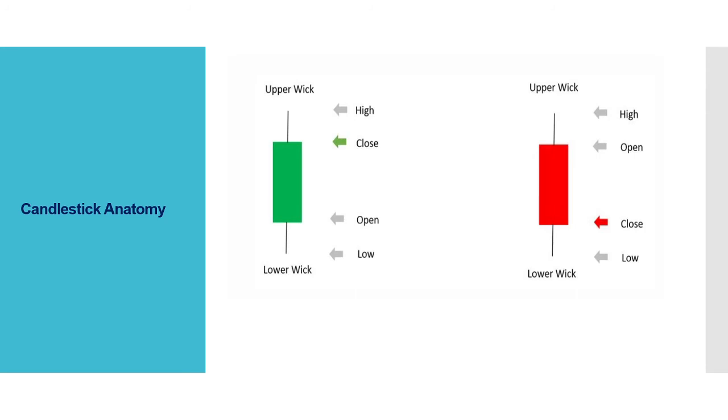Candlestick anatomy. As you look on the chart, there is the upper wick, the lower wick, and the high, open, low and close as shown on the screen. While in the bar chart, the open and close prices are shown by a tick on the left side and right side of the bar respectively. However, in a candlestick, the open and close prices are displayed by a rectangular body.